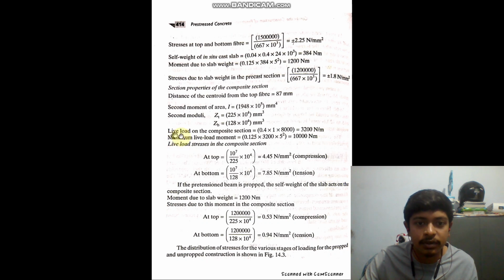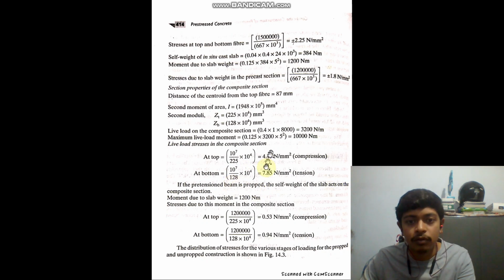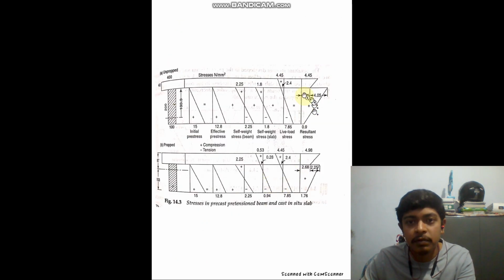You simply calculate the live load moment that is given in the problem, and at the top you do the same thing, M by Z. While applying Z, make sure that when you are calculating at the top you apply ZT, and when you are finding the bottom stress you use ZB. So 4.45, 7.85, you see, 4.45, 7.85.